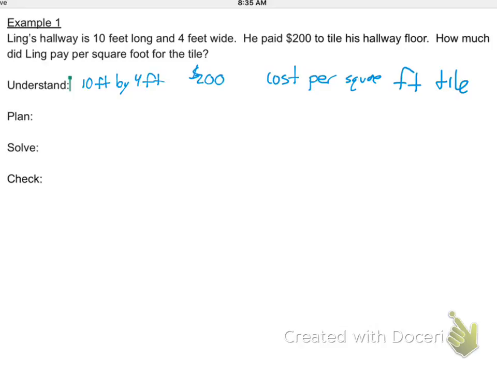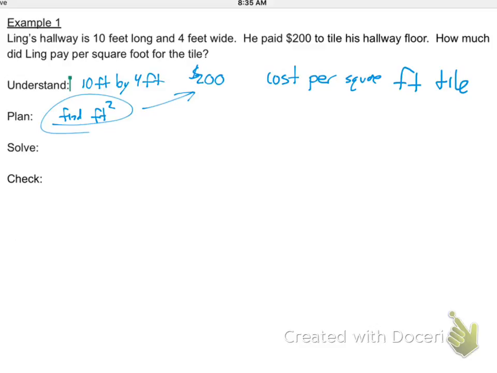Wait a minute, we need to know square feet. How do we figure out square feet if I have a length and a width? You multiply. So we need to find the square feet, feet squared. That's our plan: find the square feet. And then we know the cost already, so we need to put that plan together with the square feet and that $200.